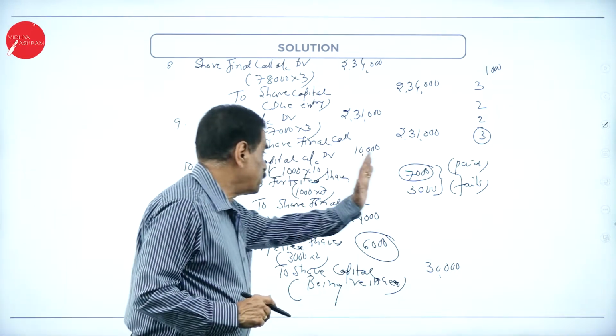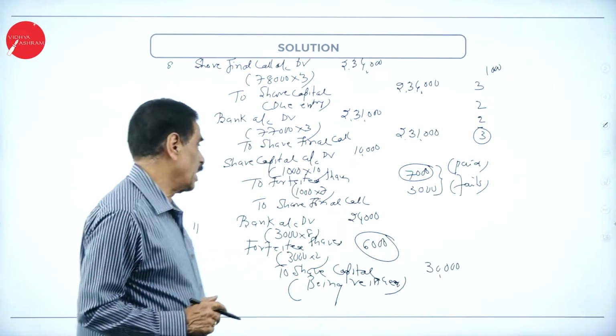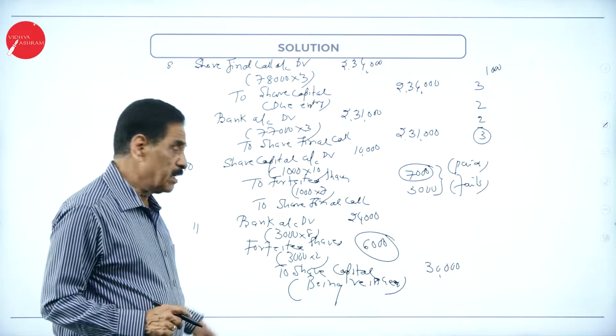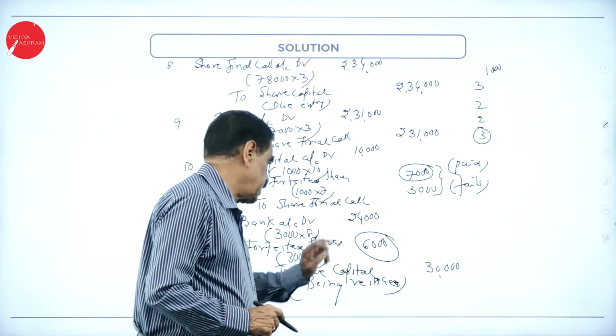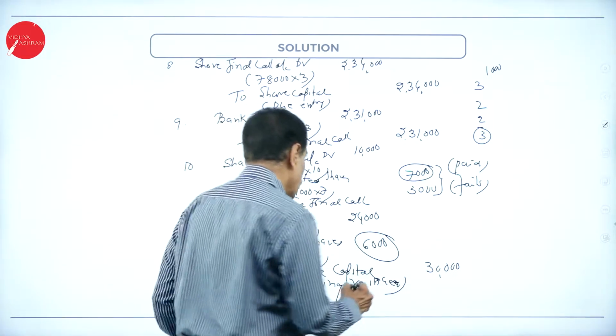Then share capital account debit to forfeited share, to share final call. Then the reissue entry, reissue rupees 8: bank account debit, forfeited share account debit, to share capital. So this is your loss.